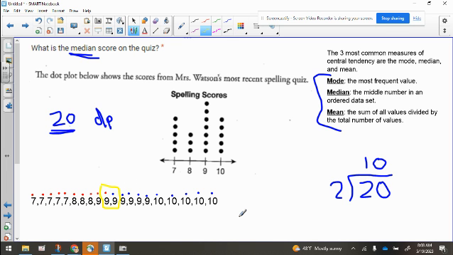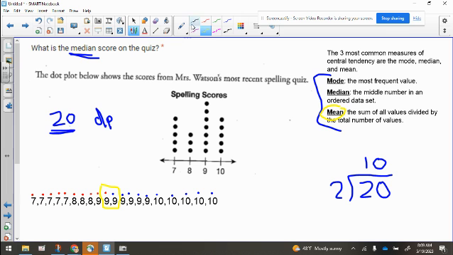When you have two numbers in the middle, instead of just that one number, which would be true if you had an odd number of data points, like if this had been a 21, for example, then you have to find the mean of the two numbers that are in the middle. And how do you do that? You add up those two numbers and you divide by how many there are, which is going to be 2.